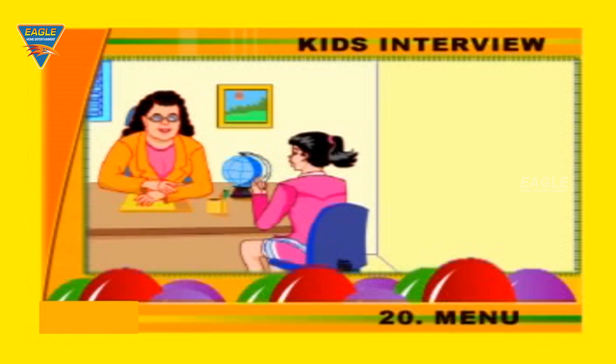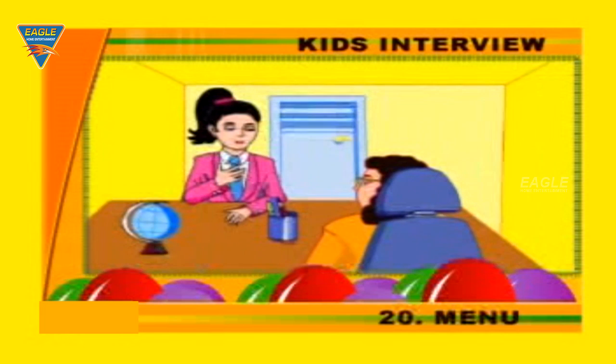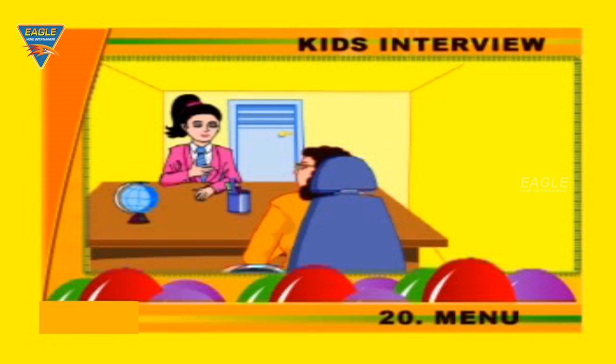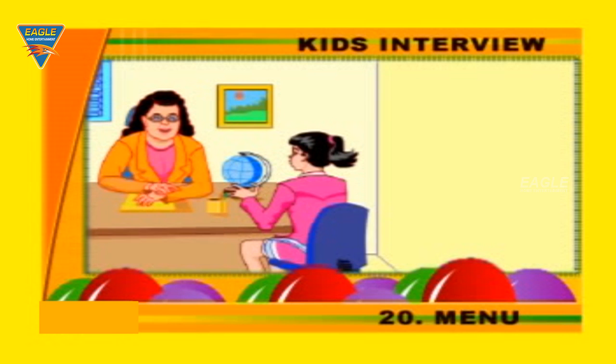Name three vehicles run by petrol. Scooter, car and bike are run by petrol. Name two vehicles run by animals. Bullock cart and sled are run by animals. Which is the biggest animal? Elephant is the biggest animal.